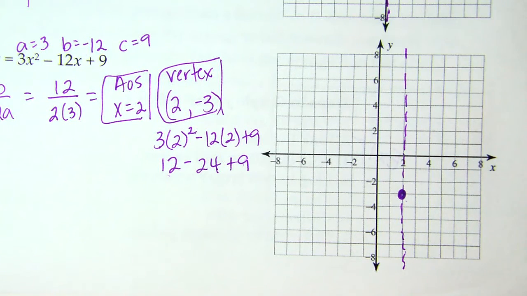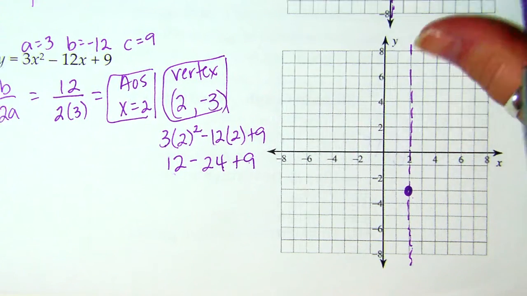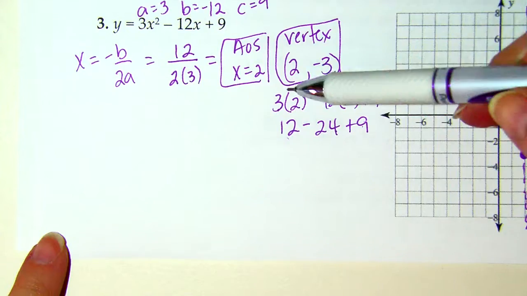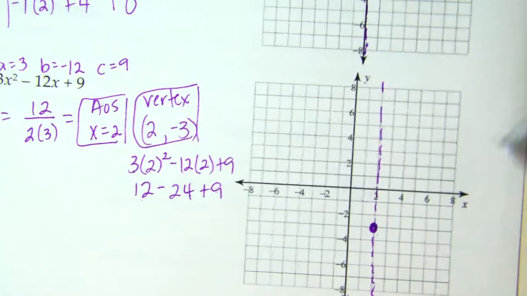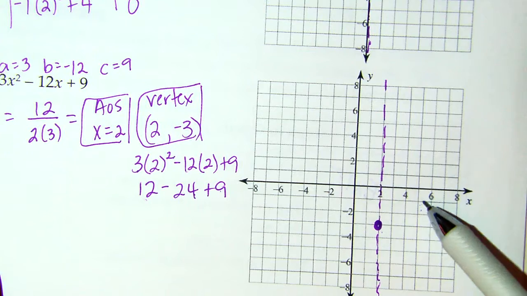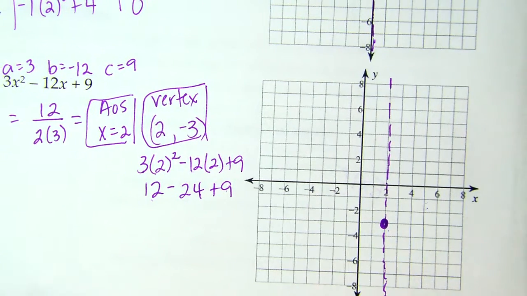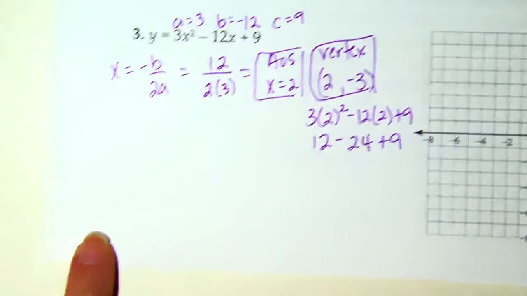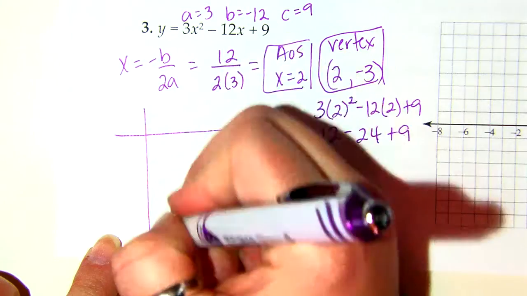And then we need to find 2 points bigger than our axis of symmetry. The reason we do that is we need to find 2 points over here on that side of the line so that we can reflect them to this side. That way we can get the whole parabola. So, XY table.